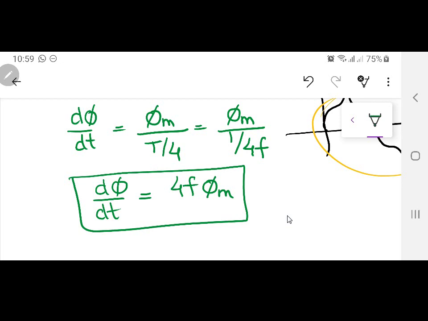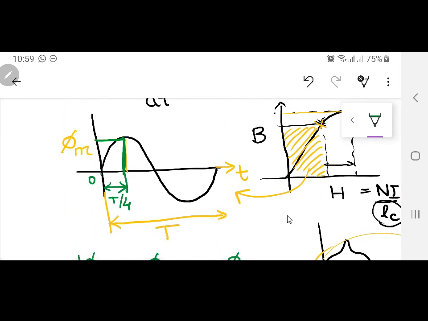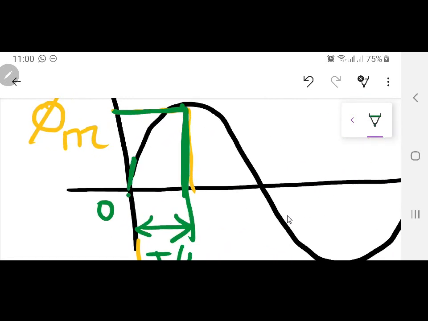Now this is telling you the rate of change of flux for a transformer which is going from 0 to phi m. Now if you know a sinusoidal waveform, if I just zoom in over here, in the very start over here, the rate of change of flux is very large. Then afterwards, in the next region, it is a little smaller. And then when it reaches the maximum point, the rate of change of flux is almost 0.